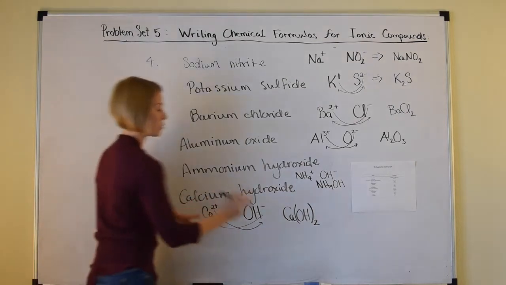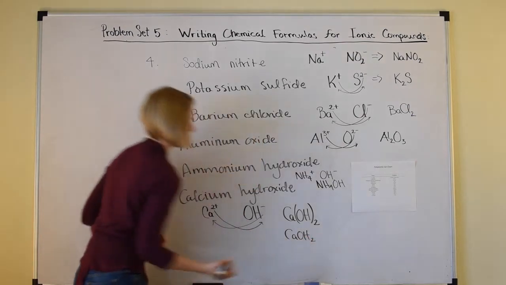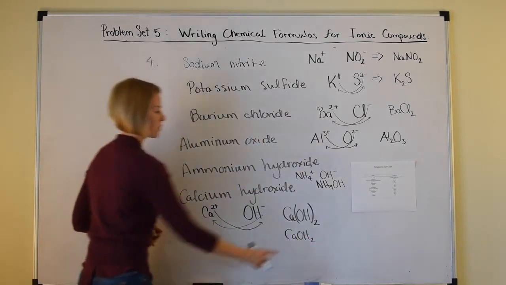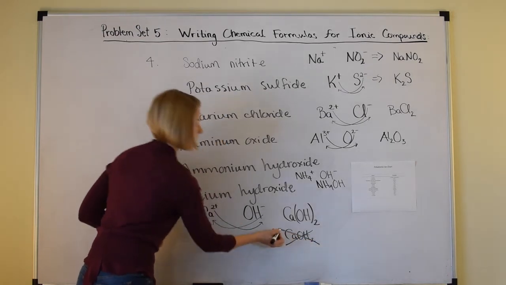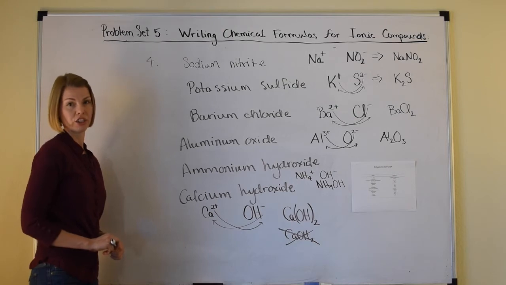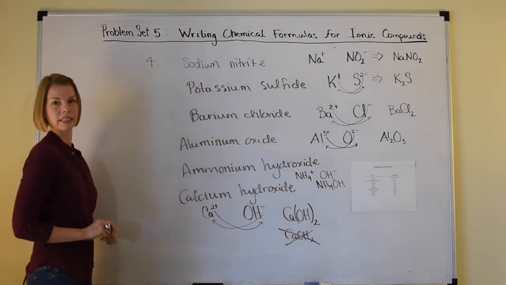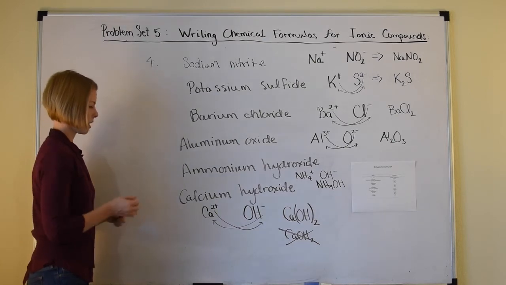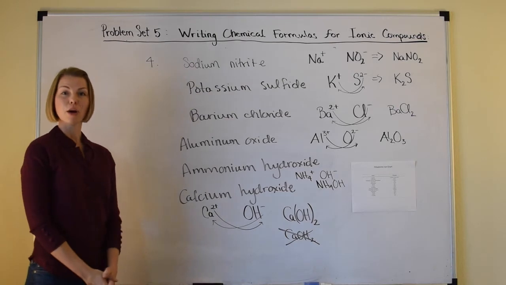If you didn't put the parentheses there, and I see this all the time in introductory chemistry classes, it looks like you've got 2 hydrogens and 1 oxygen, which is not the formula of a hydroxide. Hydroxide is an OH. You're trying to say that there are 2 OH 1-. All right, that concludes our problem set number 5.